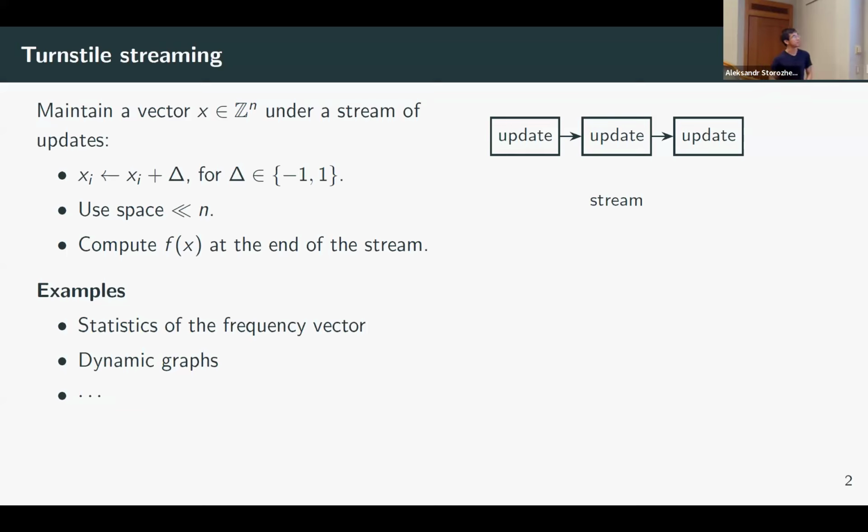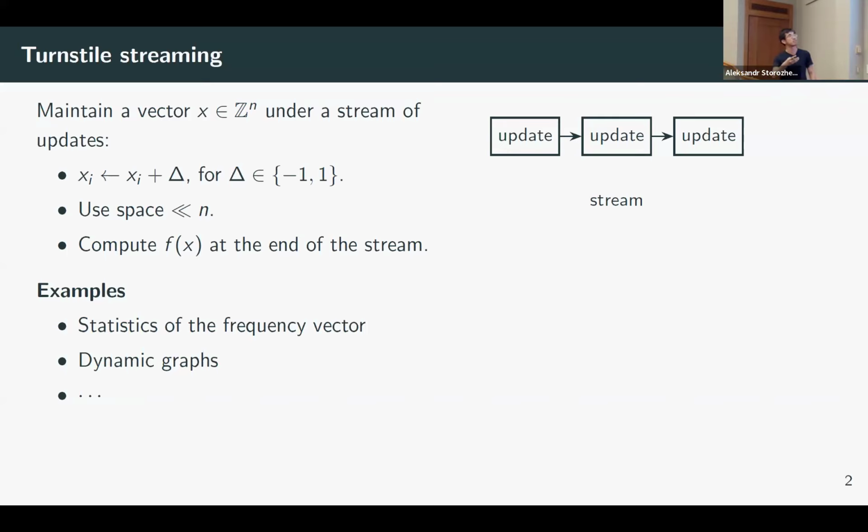One other big class of applications of turnstile streaming is the dynamic graph streaming problems. Imagine that we have a graph that is initially empty, and over the course of the stream, we may insert and delete edges. Then at the end of the stream, we have a final graph, and we would like to compute some graph property, like whether the graph is connected, or whether it's bipartite, or what is an approximate max matching, and so on.